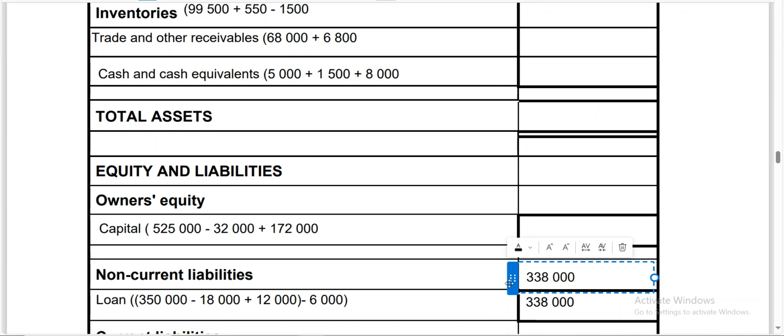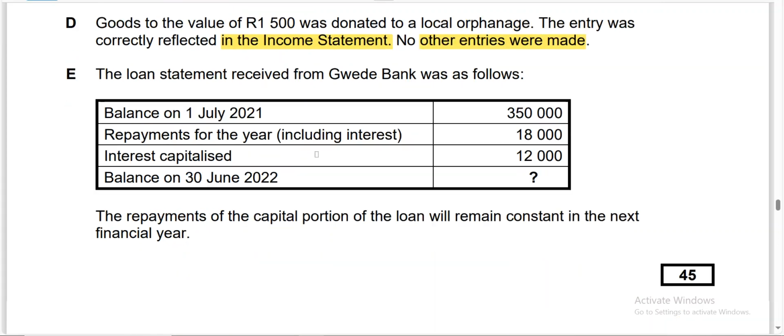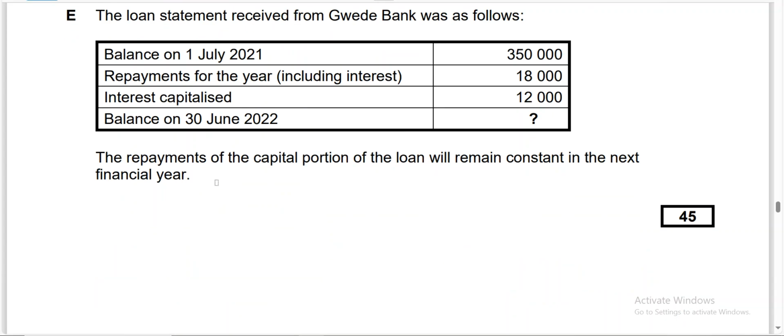If you look at the transactions that we had, we have recorded everything. Remember I told you that if they tell you that the repayments of the capital portion of the loan will remain the same, it means that you get the difference between your repayments and interest that is capitalized. Remember, you are trying to get the capital portion alone without including interest, because here the repayments include interest. So we want to know how much exactly was taken to that capital loan without including interest.